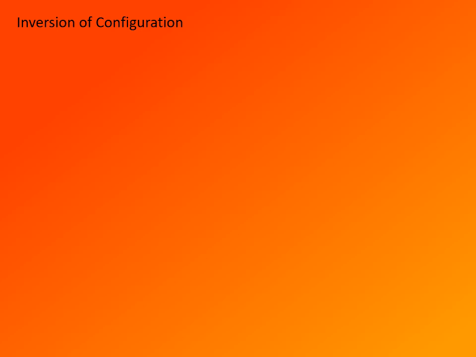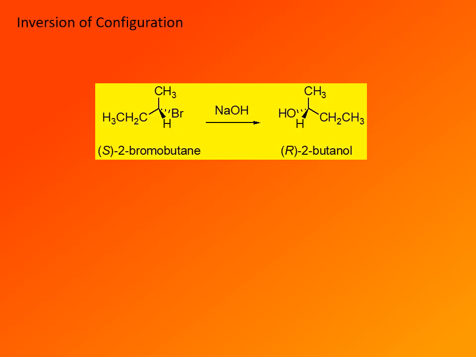And here is how we represent inversion of configuration, first by perspective formulas. So (S)-2-bromobutane reacting with sodium hydroxide. Bromine is replaced by hydroxide, bromide by hydroxide. So the substituent with priority 1, bromine, is replaced by the substituent with priority 1, oxygen or the OH group. In that case, (S)-2-bromobutane gives (R)-2-butanol. And of course, if the starting material were (R)-2-bromobutane, the product would have been (S)-2-butanol.